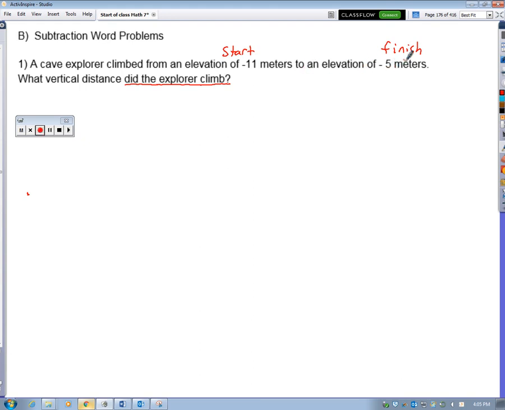He finished here. Okay, there's just a little bit of a difference between addition and subtraction problems. So I want us to try and get used to spotting those because it can be hard to tell the difference sometimes. Okay, now that we have this, what I'm going to do is I need to subtract these two. And how I like to subtract these ones is I like to go the final minus start. Okay, so I'm going to take my final, negative 5 meters.